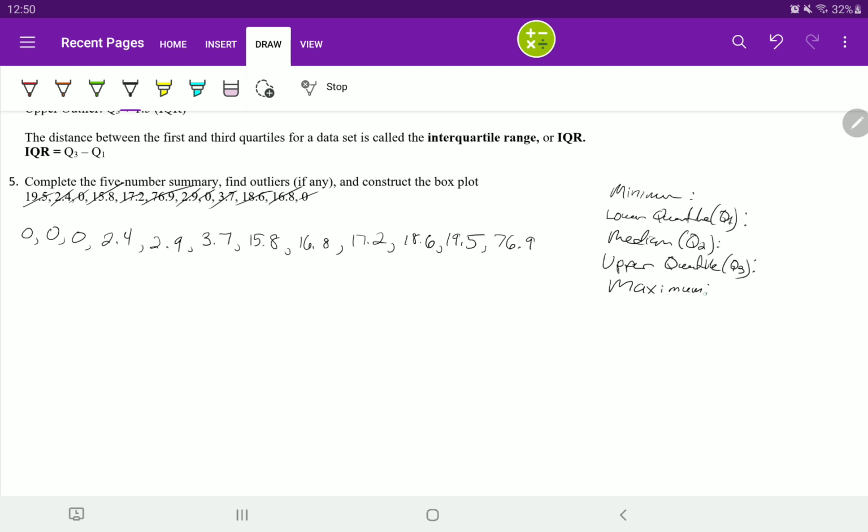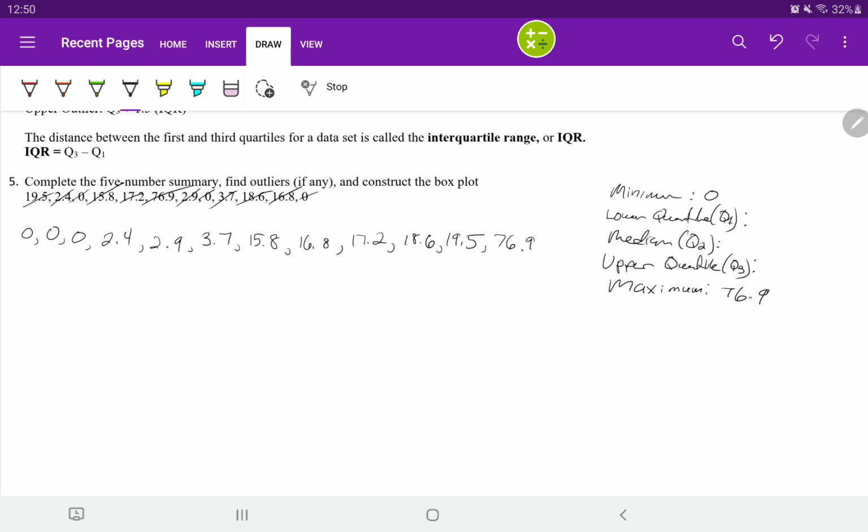So in this case, we can already identify the minimum and maximum value. The minimum value is going to be 0. The maximum value is going to be 76.9. So 0, 76.9.